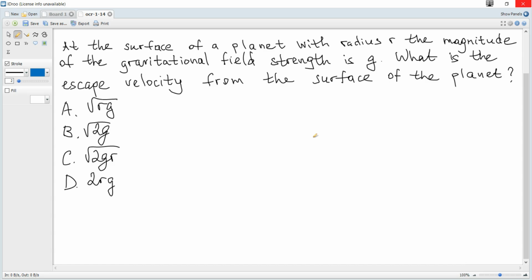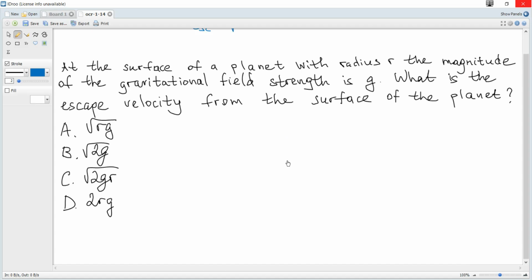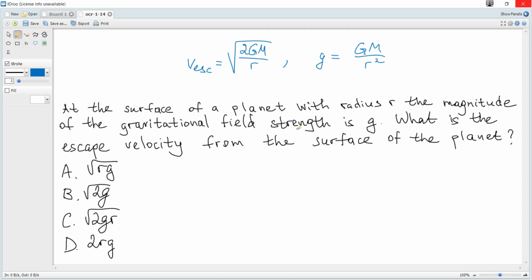At the surface of a planet with radius r, the magnitude of the gravitational field strength is g. What is the escape velocity from the surface of a planet? The first way is to combine two formulas, for the escape velocity and for the gravitational field strength, where this capital G is just a constant, this capital M is the mass of the planet, and r is the distance from the center of the planet.